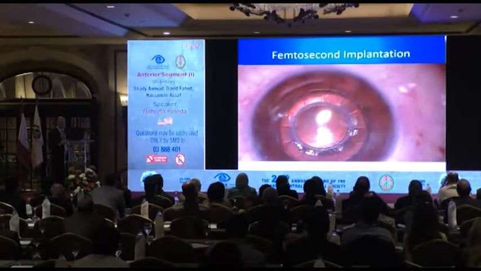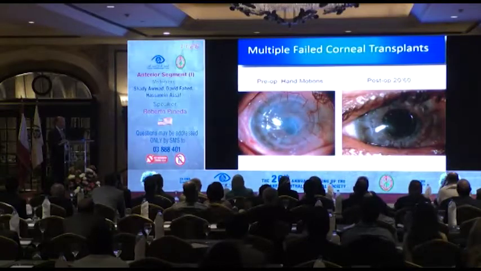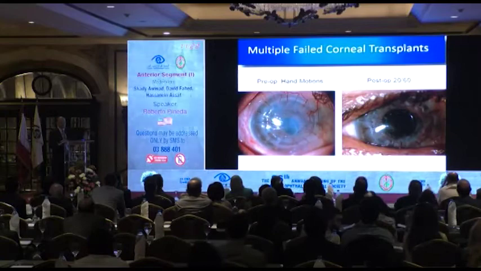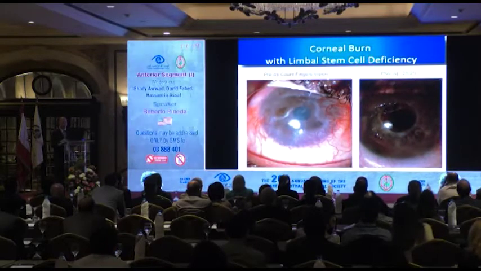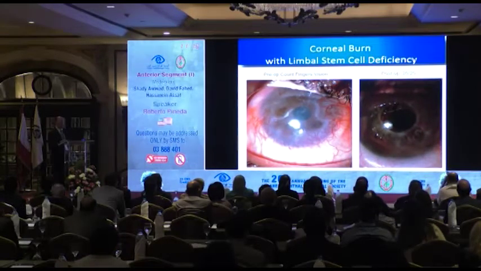And that's it. So it goes pretty fast. It can be used in multiple different situations. Here's a case of multiple graft failure. Patient's hand motion preoperative, 20/60 postoperative. Here's a case of corneal burn with limbal stem cell deficiency, pre-op count fingers, post-op 20/20.